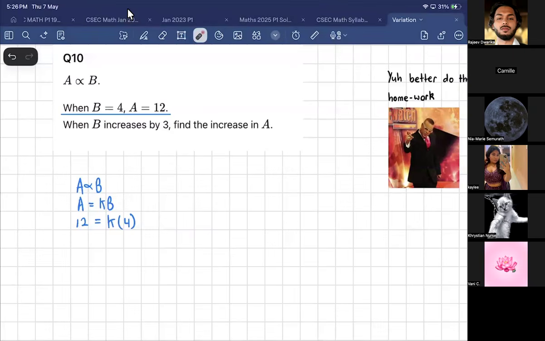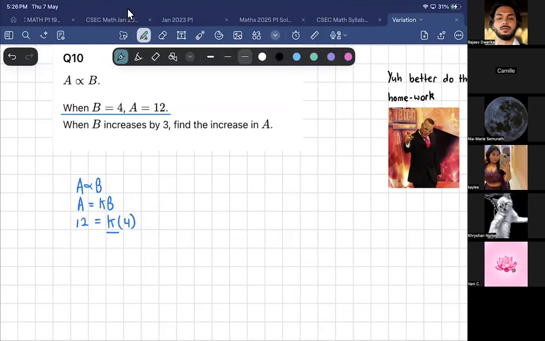K is 3. And if you wanted to do the long working, you would just simply divide both sides by 4, like so. So you divide both sides by 4, and so K would be equal to what? What's 12 divided by 4? 3. Yeah, that's the answer for K.